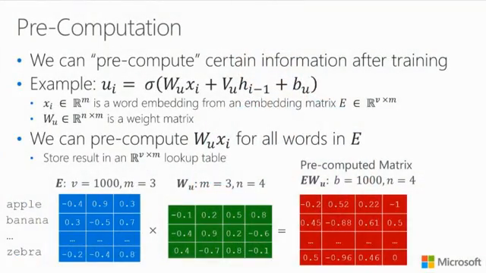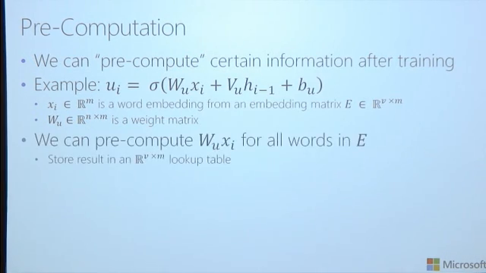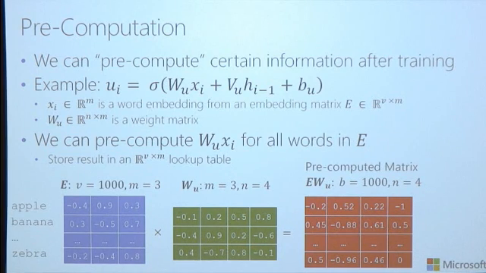Okay, this is a really important optimization, which is that you want to pre-compute certain information after training is done. In particular, if we see this is just the update gate, right? So it's WU times XI. XI, for the first hidden layer on either source or target side, is a word embedding. And WU is a weight matrix. So we can pre-compute the value of this matrix vector product for all words in our vocabulary.